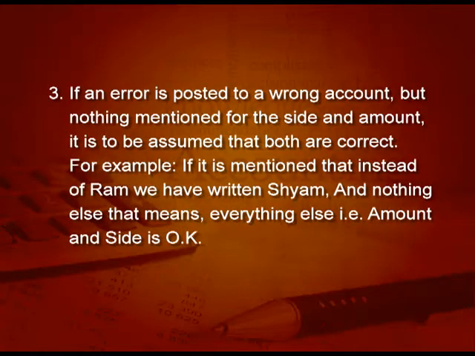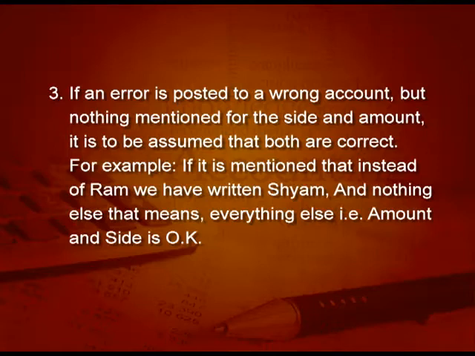One sided error, trial will not tally. Next point, if the error is posted to a wrong account, but nothing is mentioned for the side and the amount, then it is to be assumed that both are correct. For example, if it is mentioned that instead of Ram we have written Sham and nothing else is mentioned, that means everything else is okay. That is, amount is okay, debit or credit side is okay, the difference is only in name.